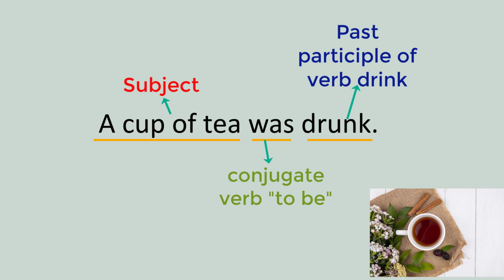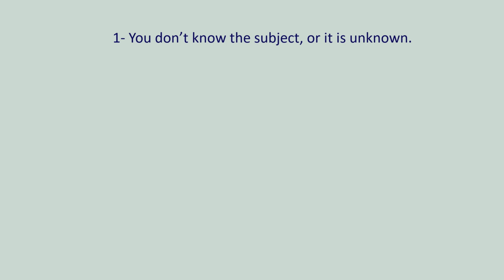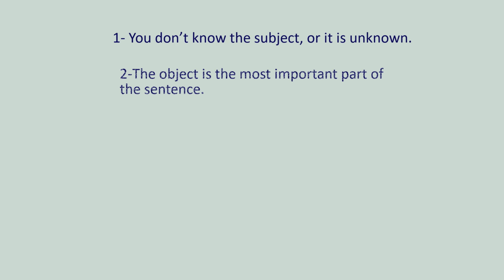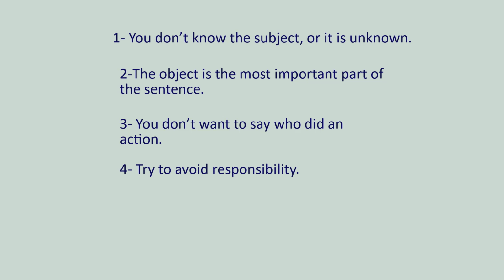I will teach you some steps, 4 steps, okay? If you follow 4 steps, you are able to change your active sentence to passive sentence. First of all, when we use passive sentence: number 1, you don't know the subject or it is unknown. Number 2, the object is the most important part of the sentence. Number 3, you don't want to say who did an action. Number 4, try to avoid responsibility. Number 5, shift the focus from subject to object.